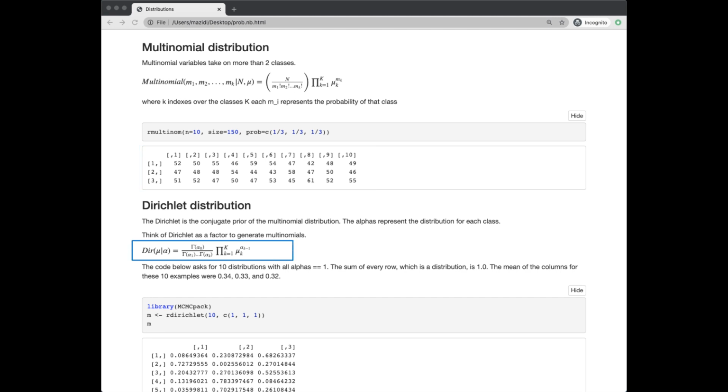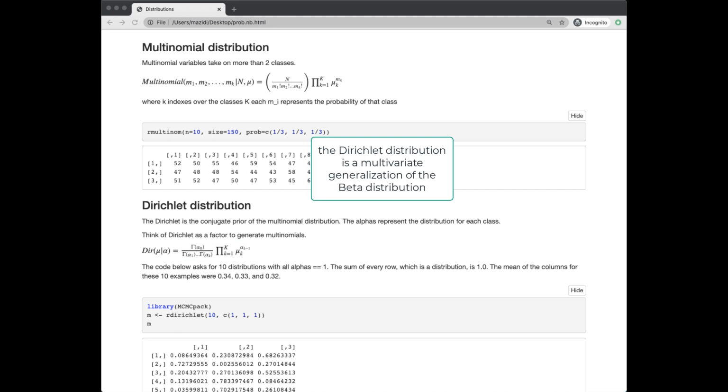The Dirichlet distribution is the conjugate prior of the multinomial distribution. The Dirichlet distribution has k parameters, alphas, 1 for each class. So instead of x being 0 or 1, it can take on k values. In this equation, alpha sub 0 is the sum of all alphas.